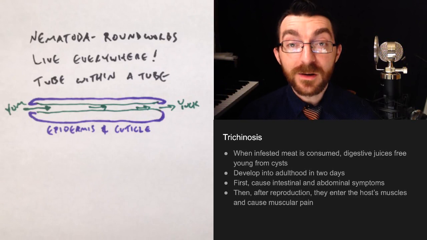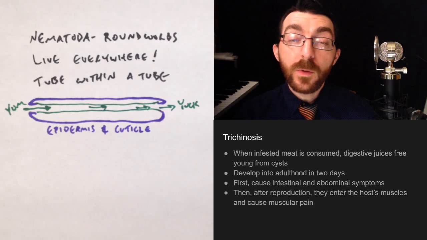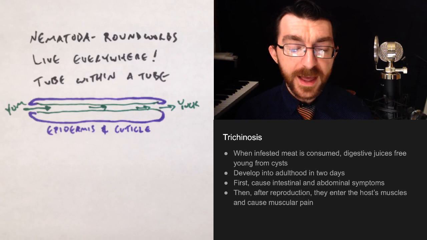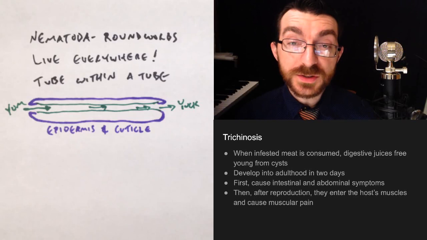So, whew, back when we were doing bacteria, we talked about E. coli and how they tend to inhabit certain food sources. Then we talked about salmonella, which is more common in poultry.